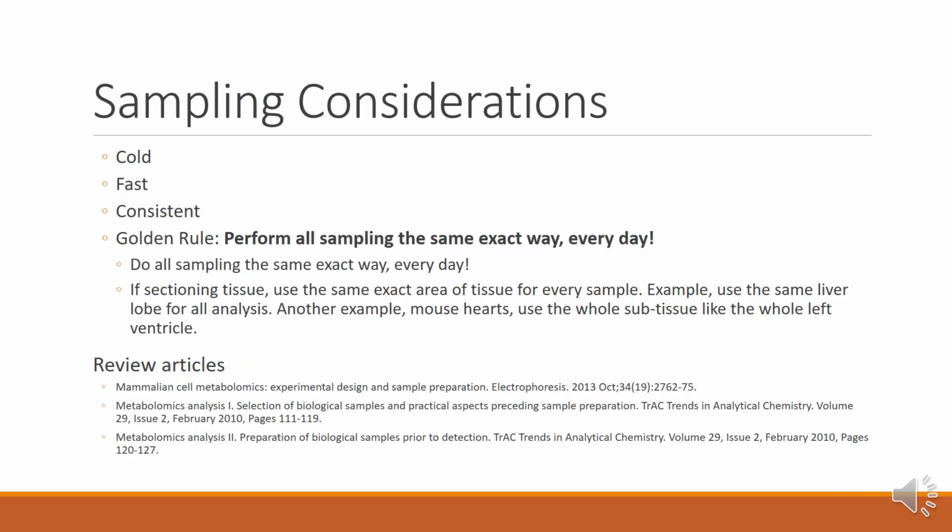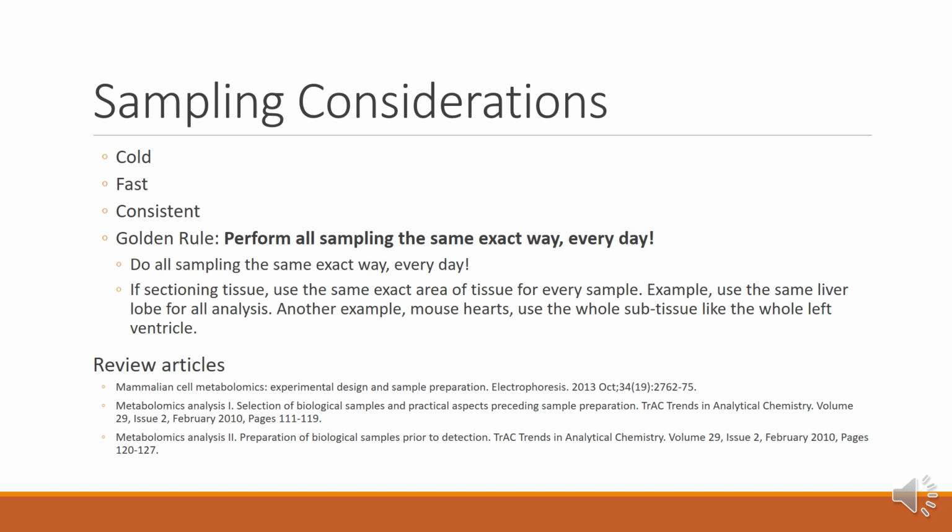Now let's discuss important aspects in sample preparation. Sampling needs to be cold, fast, and consistent. It is important to freeze metabolism at the point of sampling. This is most commonly done by rapidly freezing a sample into liquid nitrogen or adding very cold extraction solvent to the sample. It is also really important that sampling be done quickly as well. But overall, by far the most important aspect of sampling is consistency.